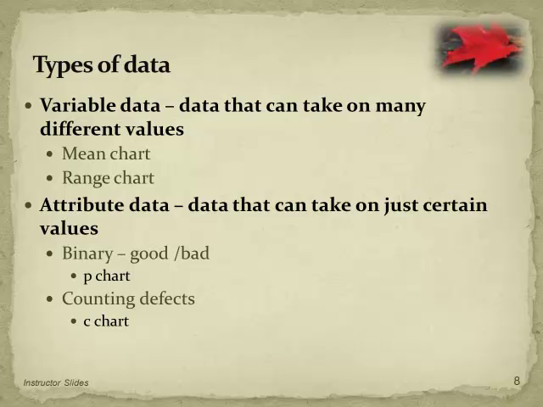And the second type of attribute data is when we are counting the number of defects. So when I'm counting, I start with 1, 2, 3, 4, 5. So the data can take on certain integer values, starting with 1, and it can go up to any number. If this is the type of data that I am collecting, the type of chart that goes with this type of data is referred to as a C chart.